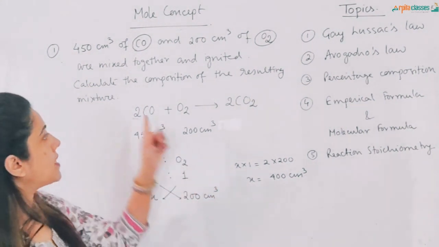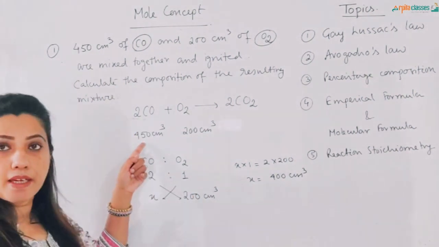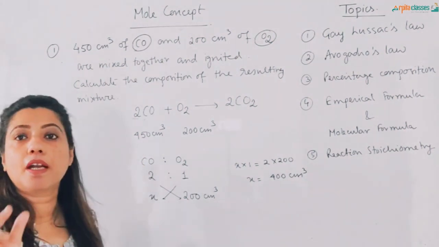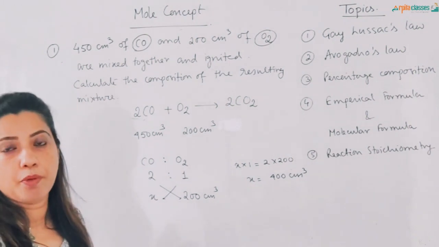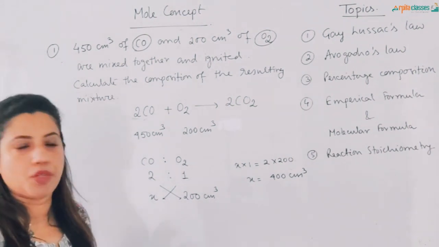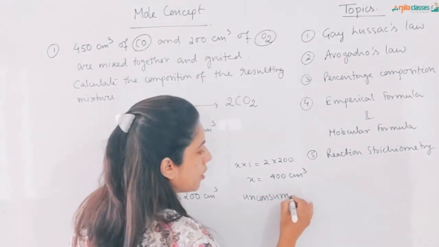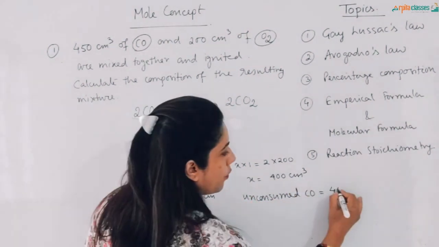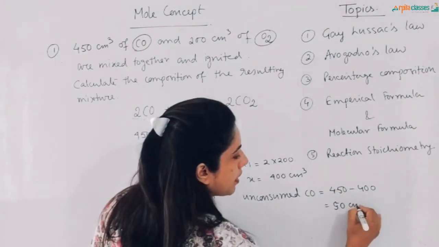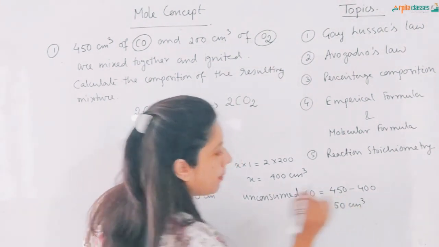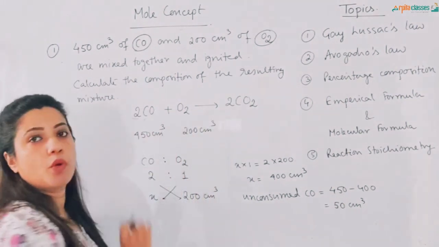That means 400 centimeter cube of carbon monoxide will be reacting. But we have been given 450 centimeter cube. That means 50 centimeter cube of carbon monoxide will be still unconsumed or unreacted carbon monoxide, which will be remaining in the resultant mixture. So write it down. Unconsumed carbon monoxide is equal to 450 minus 400, that is 50 centimeter cube. So this much carbon monoxide will be there in the resultant mixture. Also in the resultant mixture there will be some amount of product.